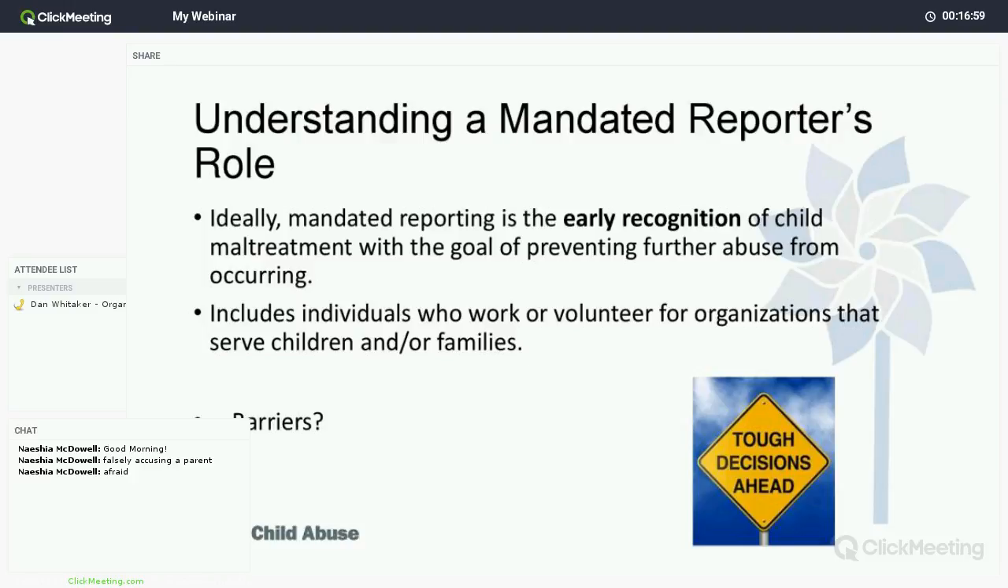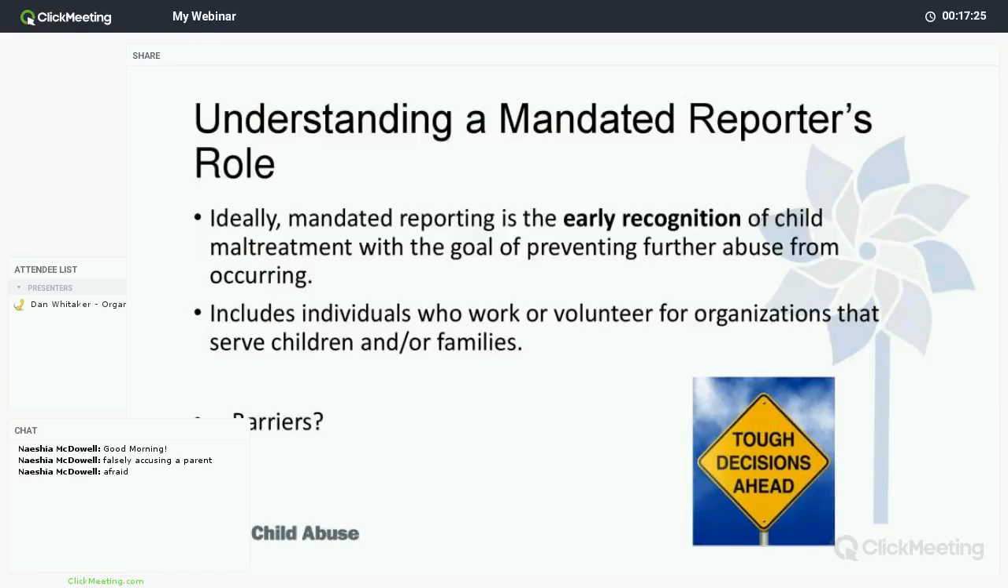So I think there's a lot of fear around making that report, if it's accurate, if you're going to hurt the professional-parent relationship. Also, a lot of people think that if something were really going on, someone else would have already made the report. Someone else probably knows more than you. So all of those things as well, and just being inaccurate, will it make it worse for the child?